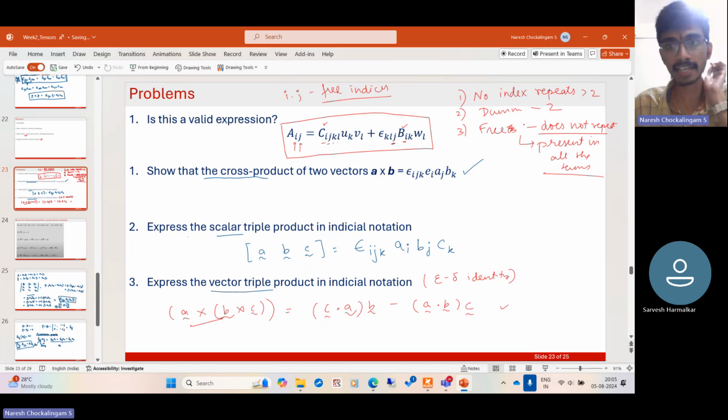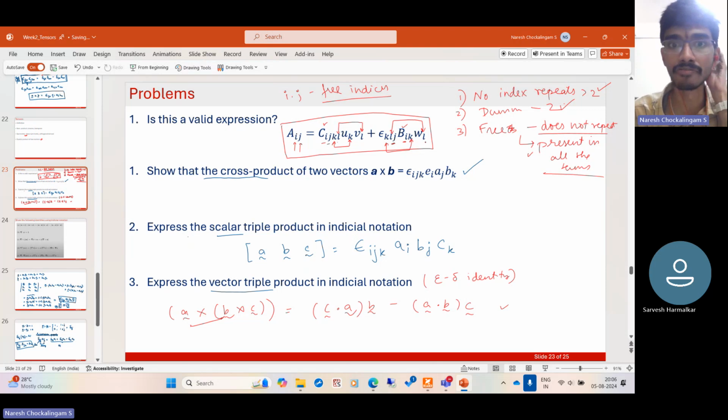If it is a dummy index, it has to be repeated exactly 2 times in every term. So k is repeated twice, l is repeated twice. Here also k is repeated twice, l is repeated twice. Therefore, it satisfies the condition that no index repeats more than twice. The dummy indices k and l each repeat exactly 2 times in every term on the right hand side, and they do not appear in the net result. And a free index does not repeat. Yes, i and j are not repeating on the left hand side, and they are not repeating in any of the terms on the right hand side.